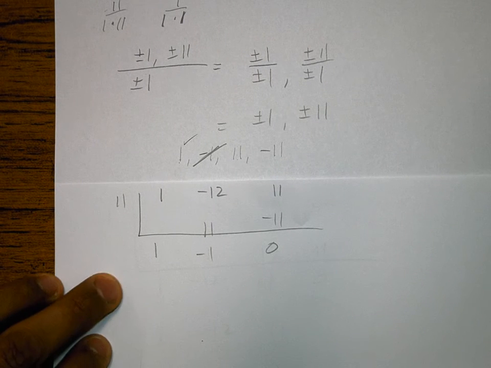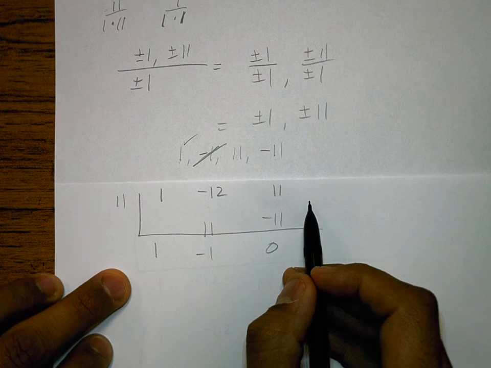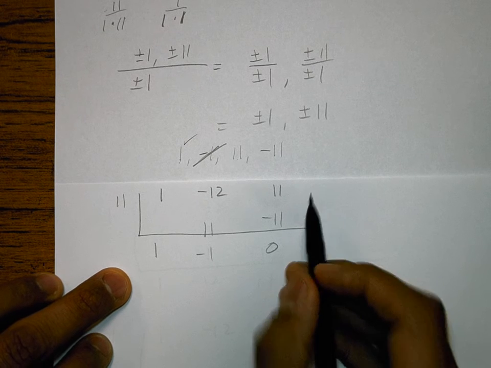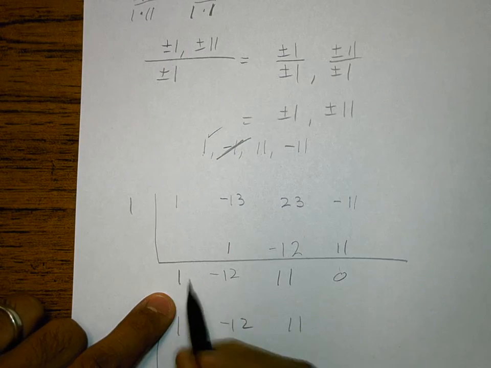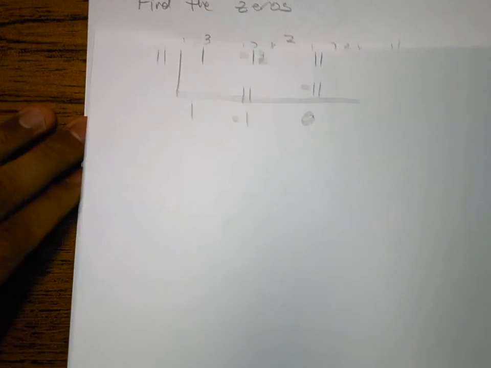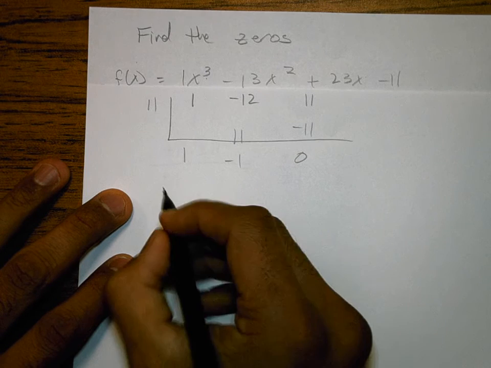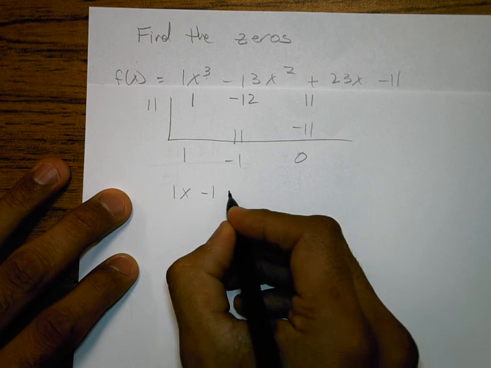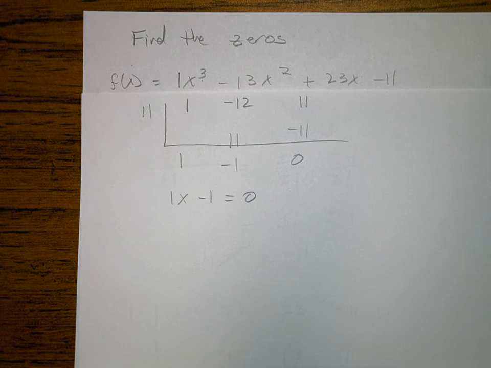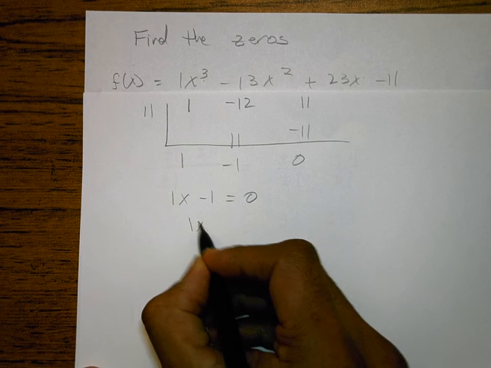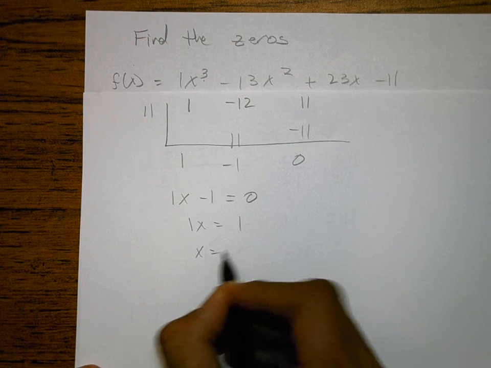Now, remembering every time I do the synthetic division, everything drops a power. Okay, so the original question was to the third, and I do synthetic division one time, that's down to the second. So what I really have here is 1x minus that equals 0. Okay, so if I solve this, I get x equals 1.